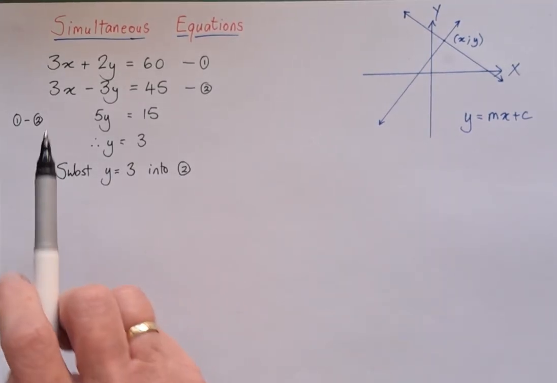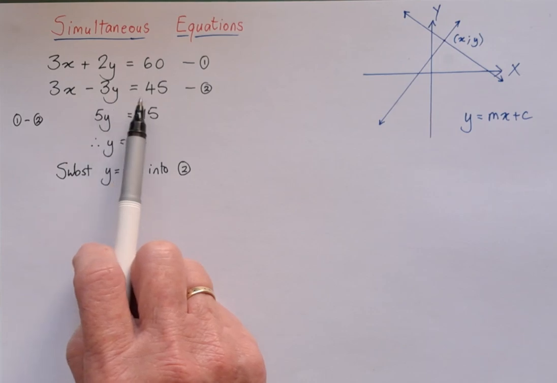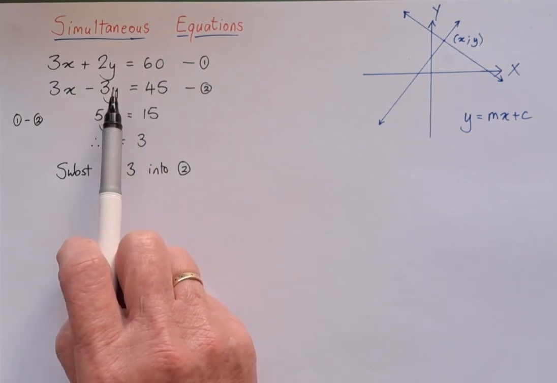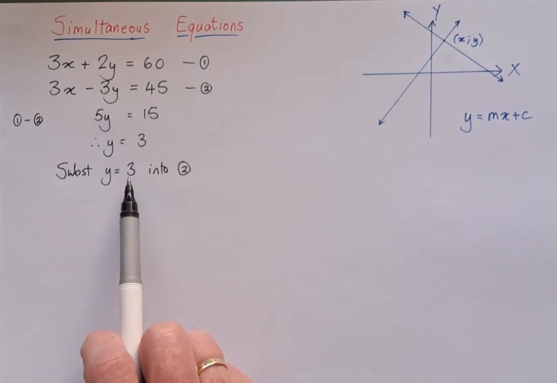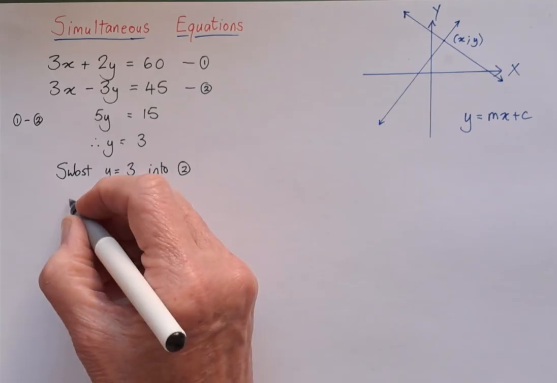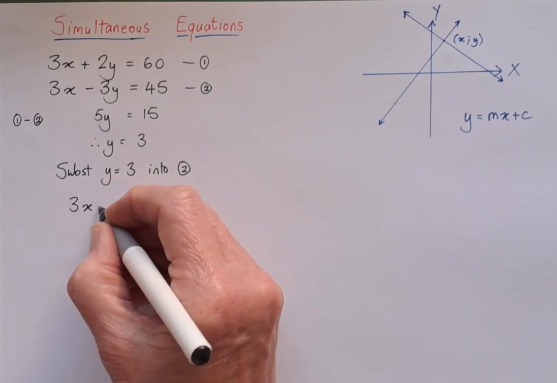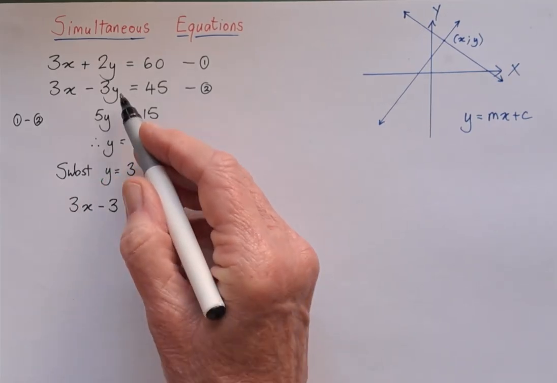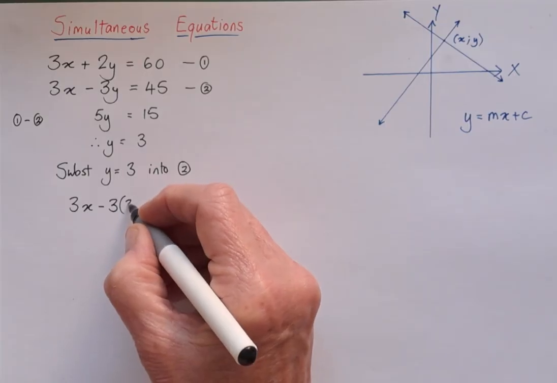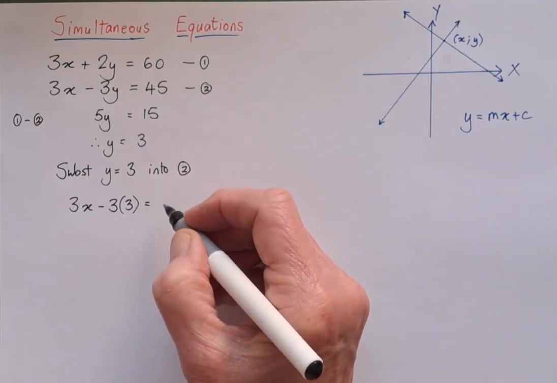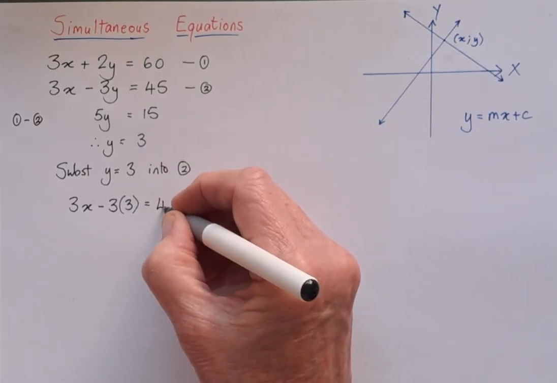So what I do now is I write down equation number 2 exactly as it is, except where there's a y value, I'm now going to write 3. So I've got 3x minus 3 times the y value of 3 equals 45.